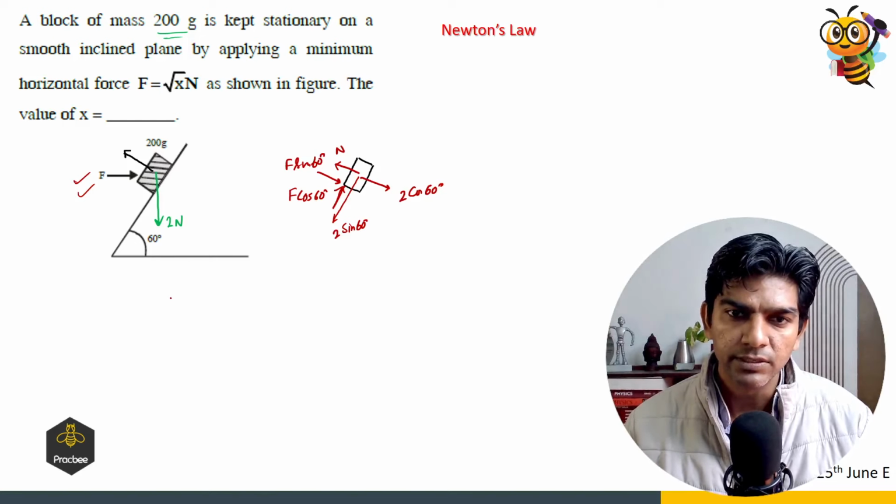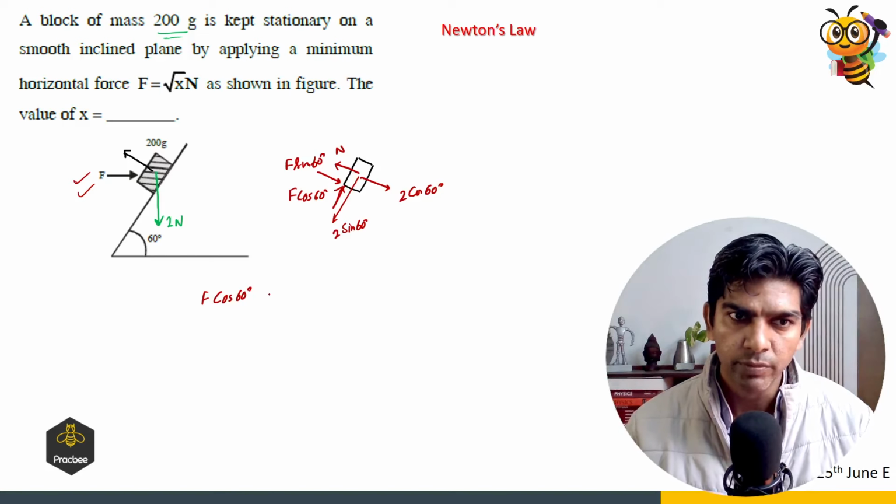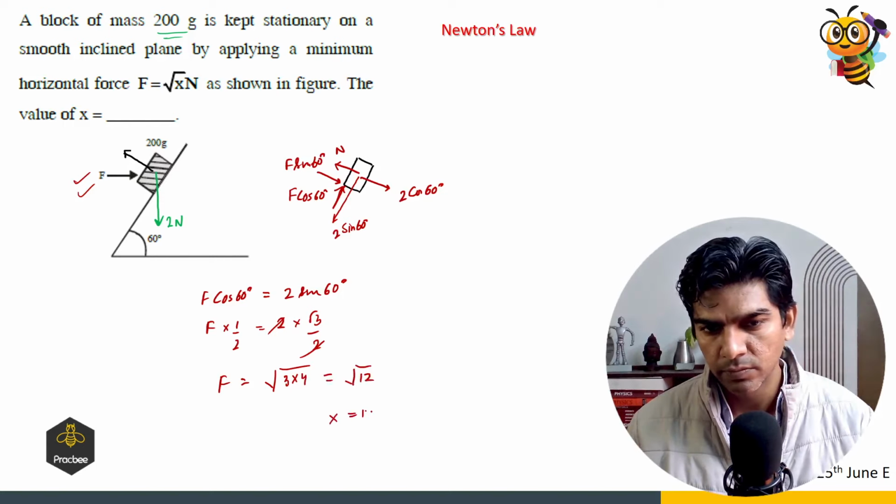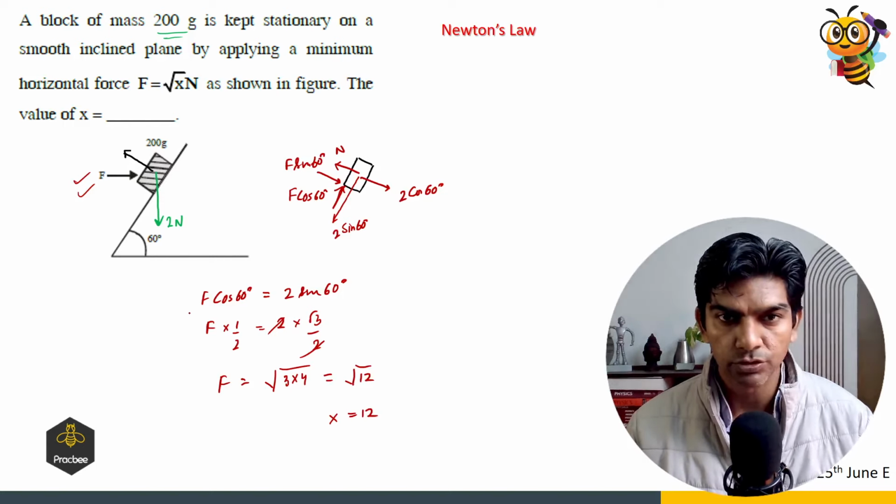From this we can say F cos 60 degree must be equal to 2 sine 60. So it will be F times 1 by 2 is equal to 2 times root 3 by 2. From this, F comes out to be root of 3 times 4, which will be root 12. So x is equal to 12. So 12 is the answer of this question.